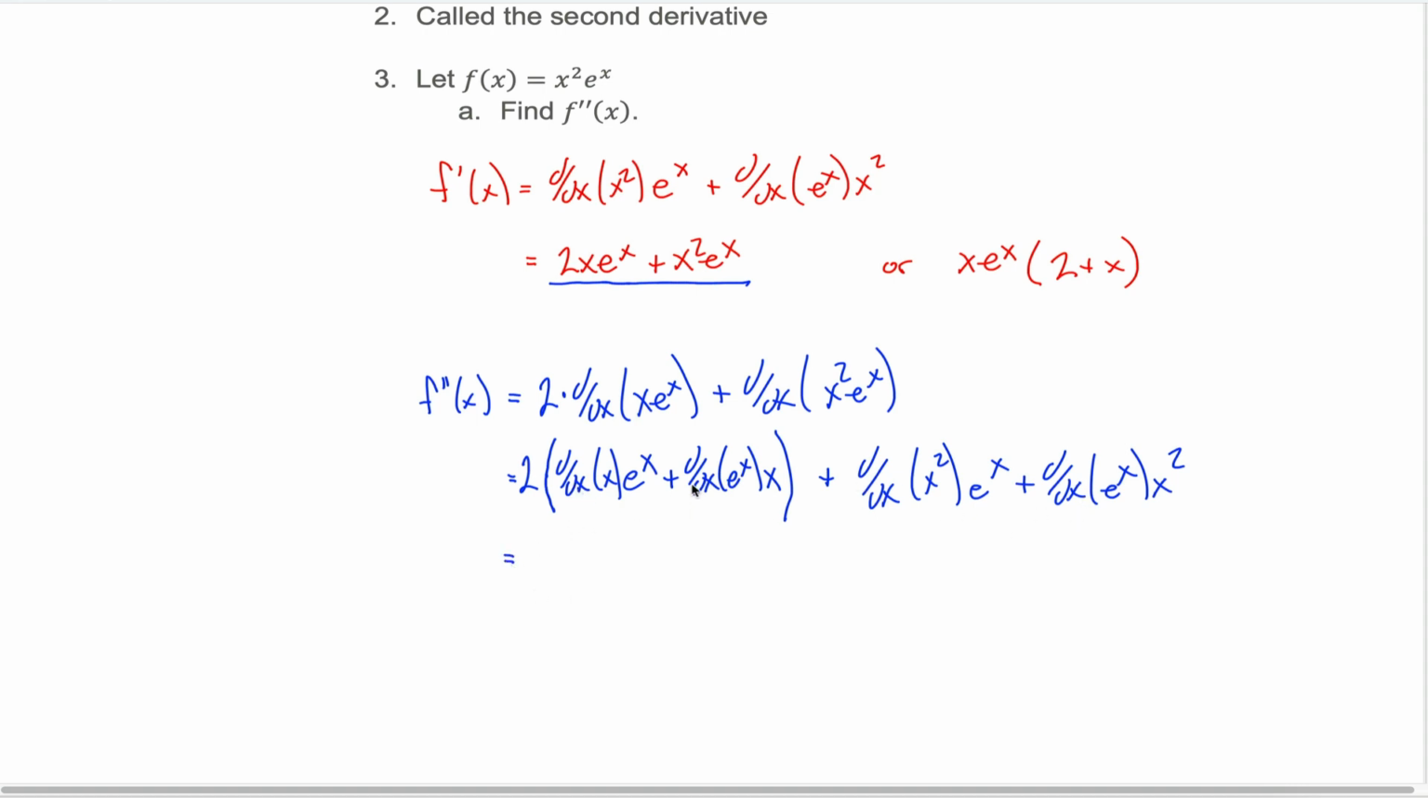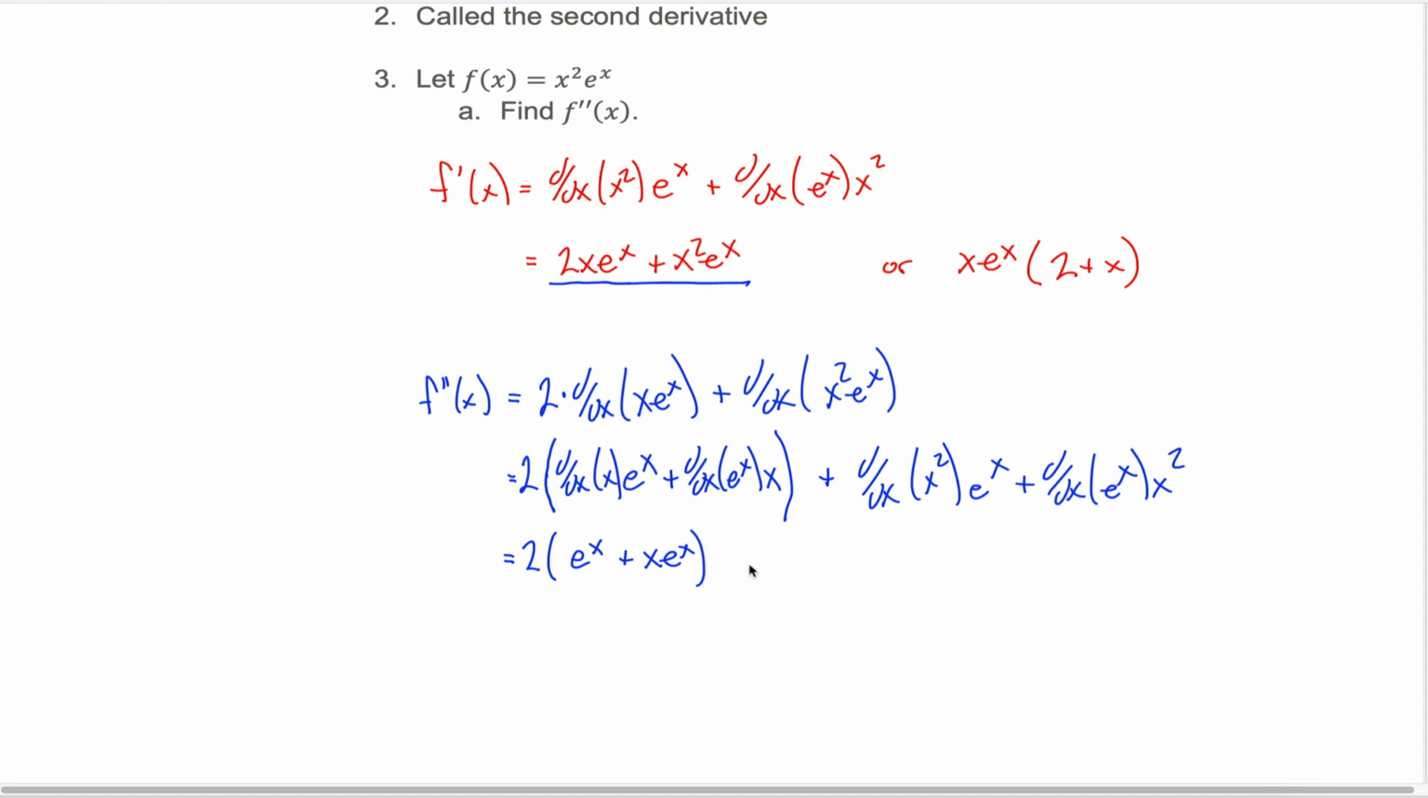We have the derivative symbol written 4 times. So I guess we've changed this one problem into 4 different problems. The good news is none of those problems are hard. The derivative of x is just equal to 1. So I got 1 times e to the x, in other words, e to the x. The derivative of e to the x is just e to the x. So I have x times e to the x.